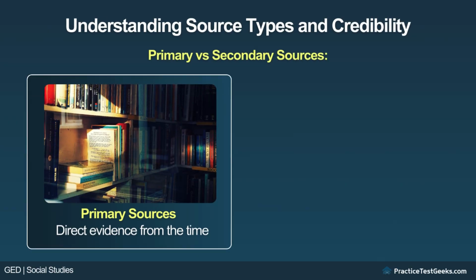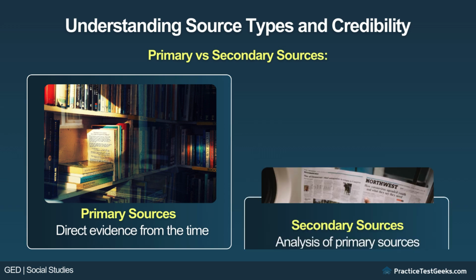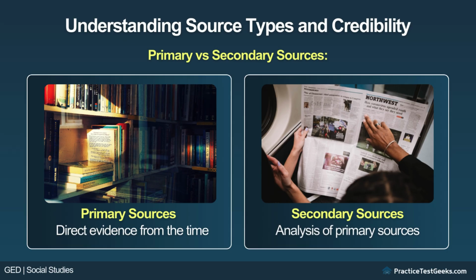Primary sources provide direct evidence from the time period being studied. These include original documents, eyewitness accounts, photographs, and official records. Secondary sources analyze or interpret primary sources, like textbooks, documentaries, and scholarly articles written later.